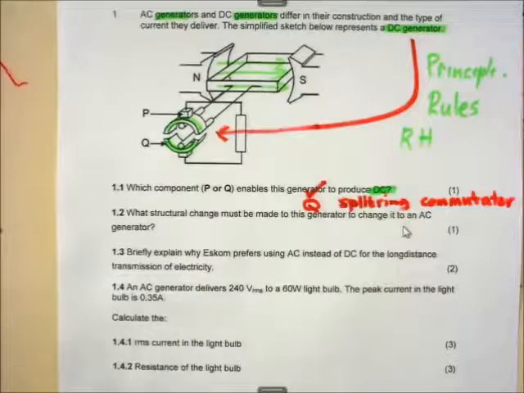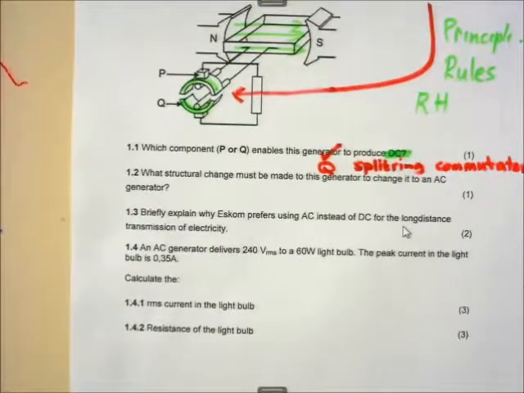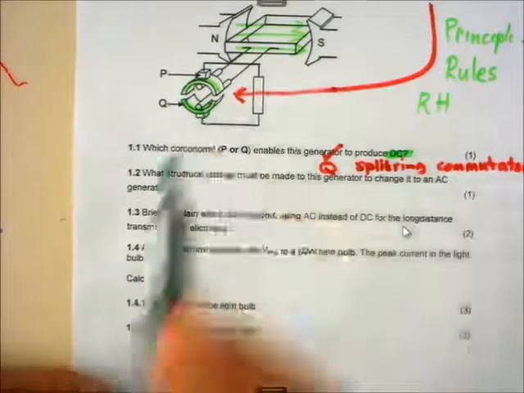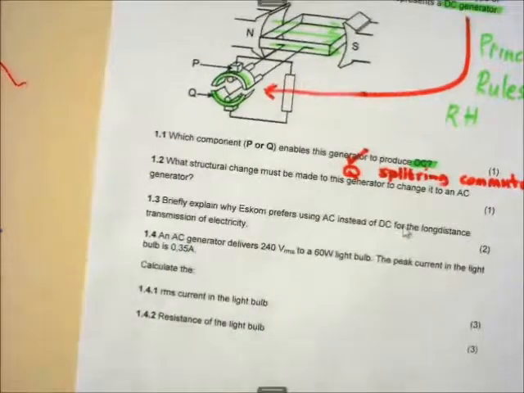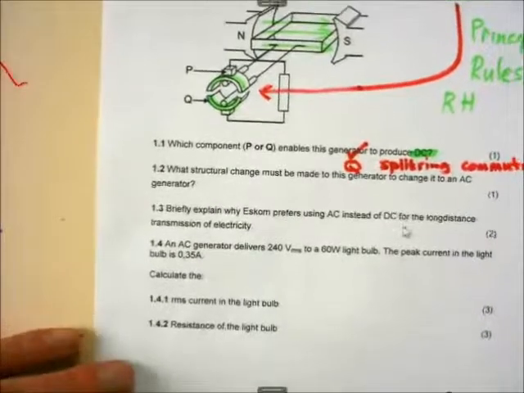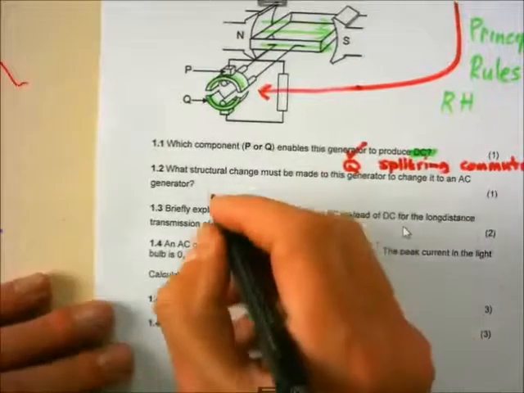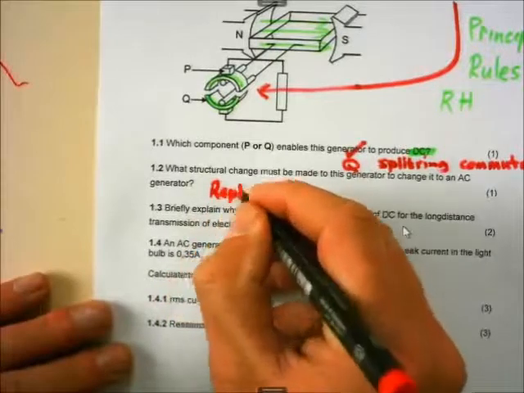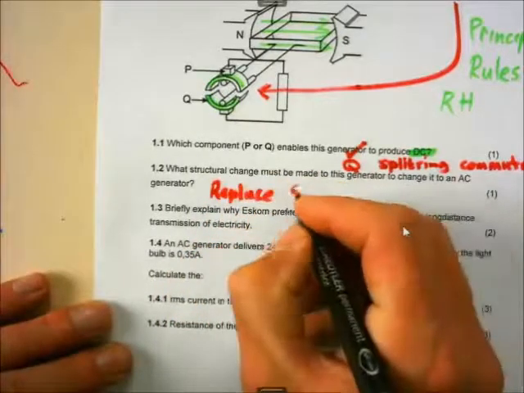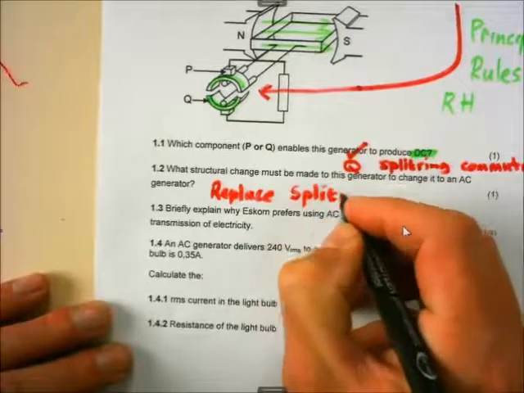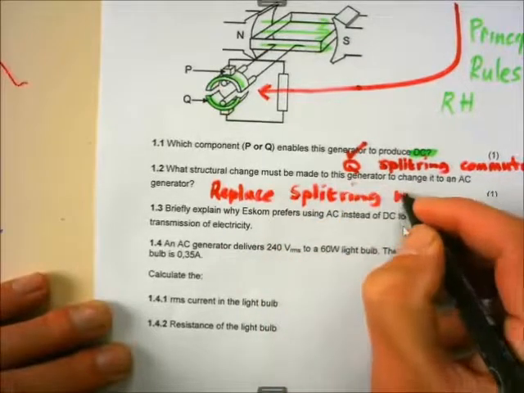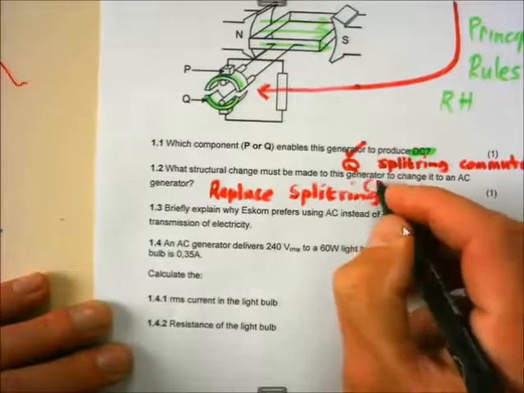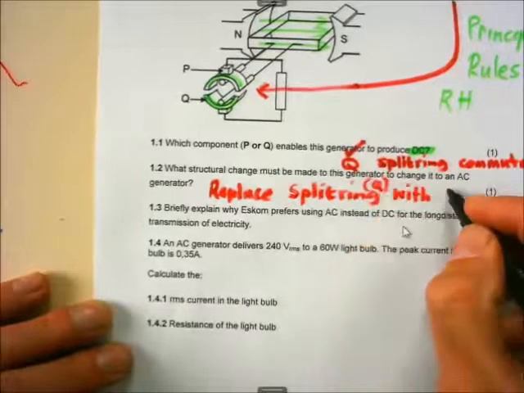All right. What structural change must be made to this generator to change it to an alternating current generator? Right, I have to replace Q with slip rings. So Q, instead of the split ring, I would have used slip rings. Replace split ring, and that was Q, with slip rings.